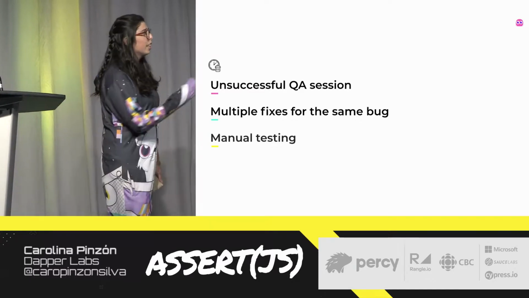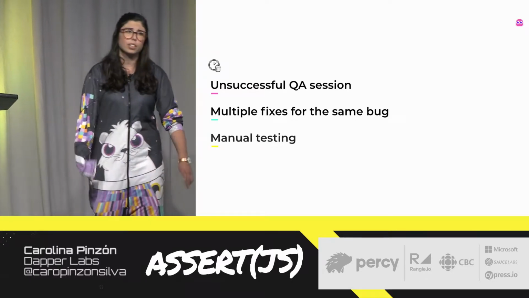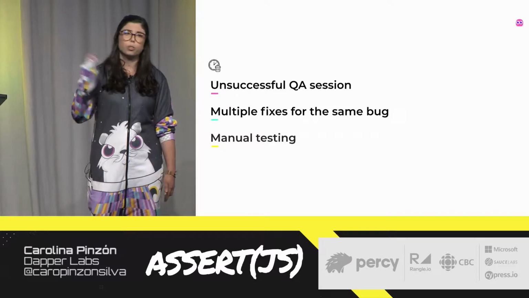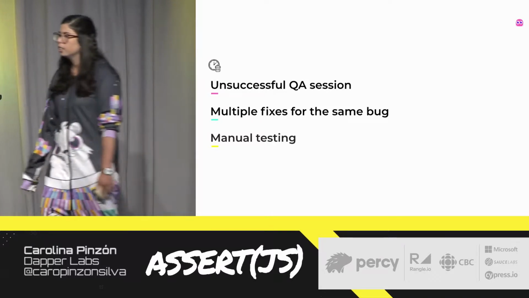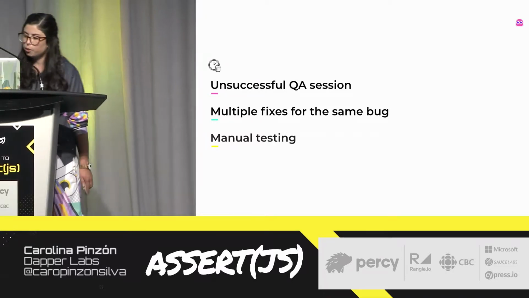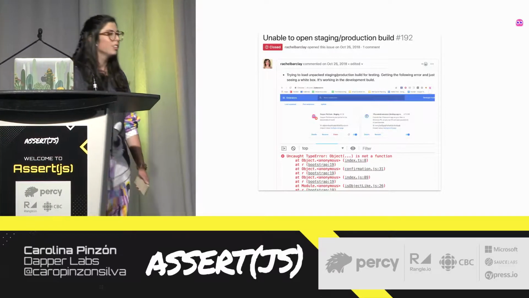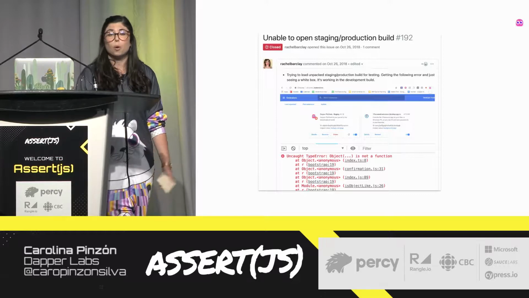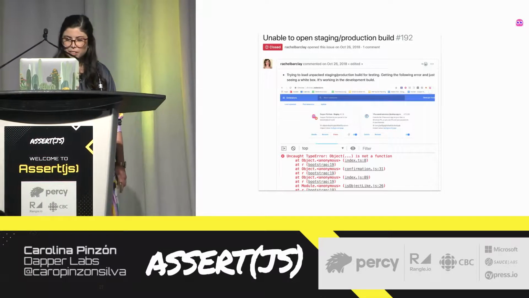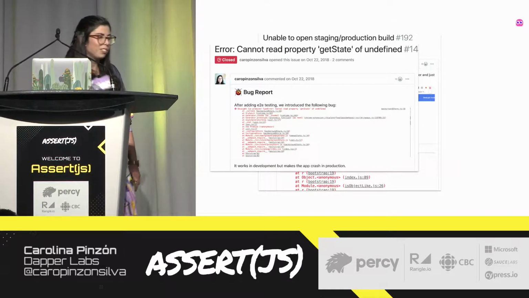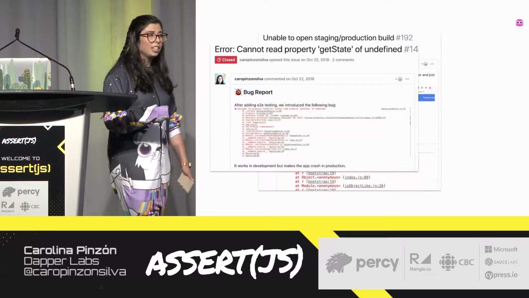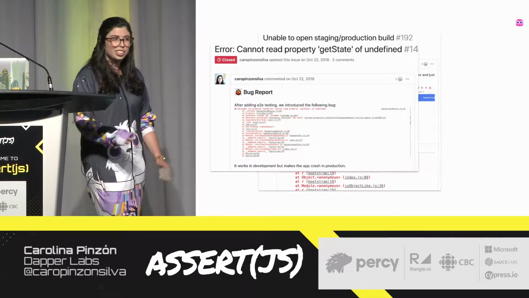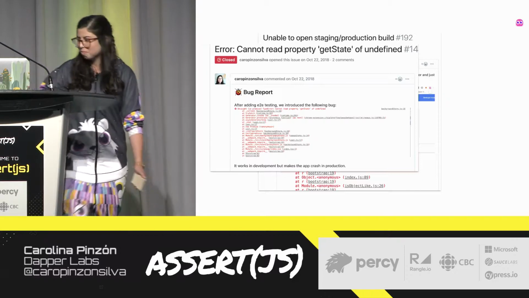To test anything, we had to pull down the branch, build the extension, upload it to Chrome, and then try to test it. So it was not working. And I have some examples of the bug reports that we had at the beginning. People were unable to even open the extension. Or this one is funny. We added an end-to-end test, and it broke the production version, not the staging, not anything else, the production one.